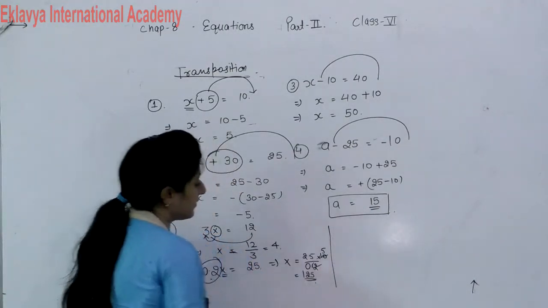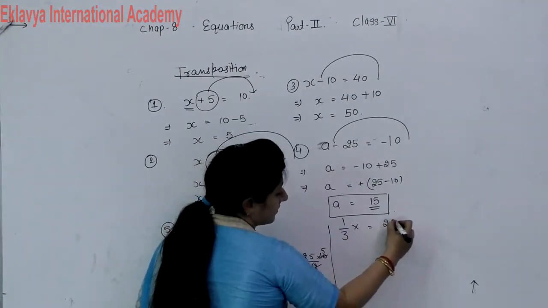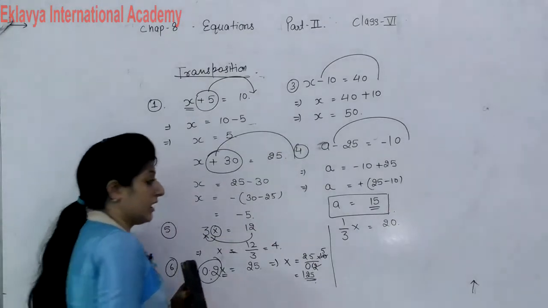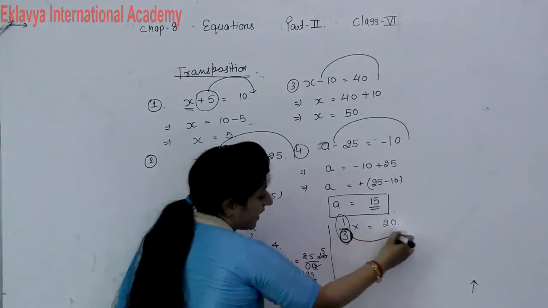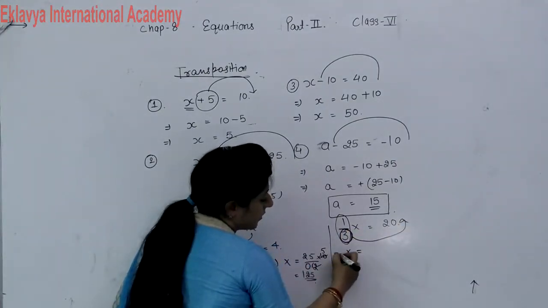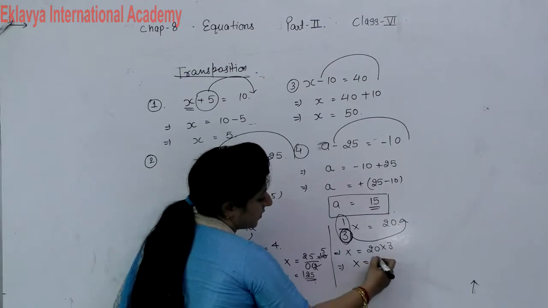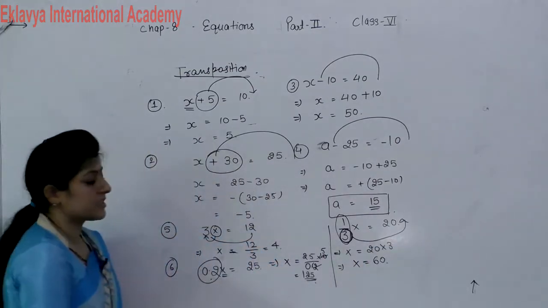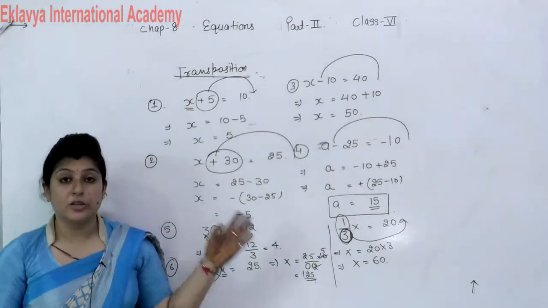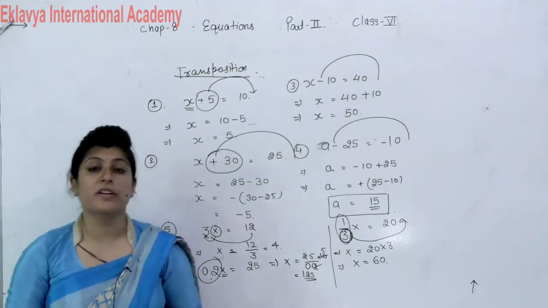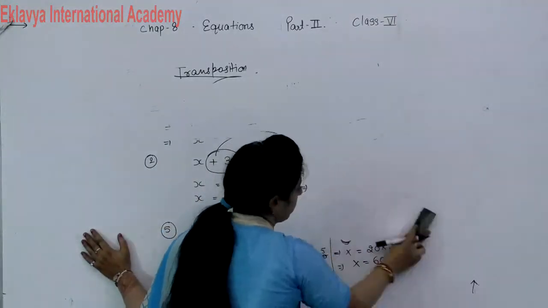See the division: suppose 1 by 3 x is equal to 20. This 3 is in division, so when we take it to the other side, x is equal to 20 into 3, that is 60. So this type we solve using the transposition method, simple equations. We can find the value of the unknown variable.